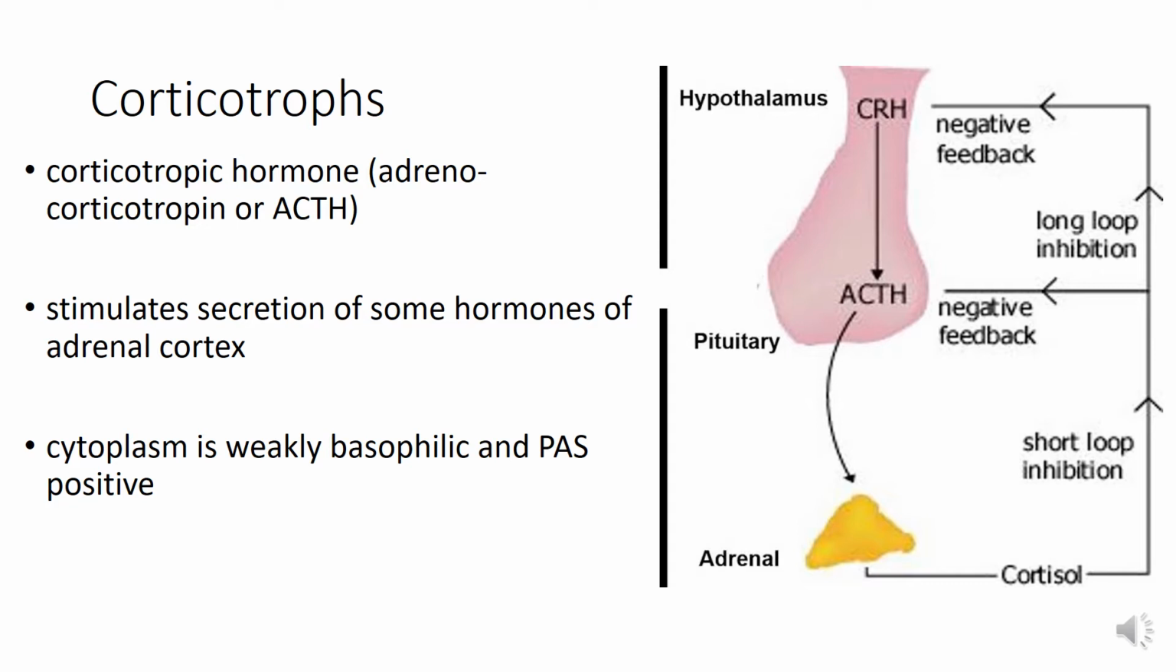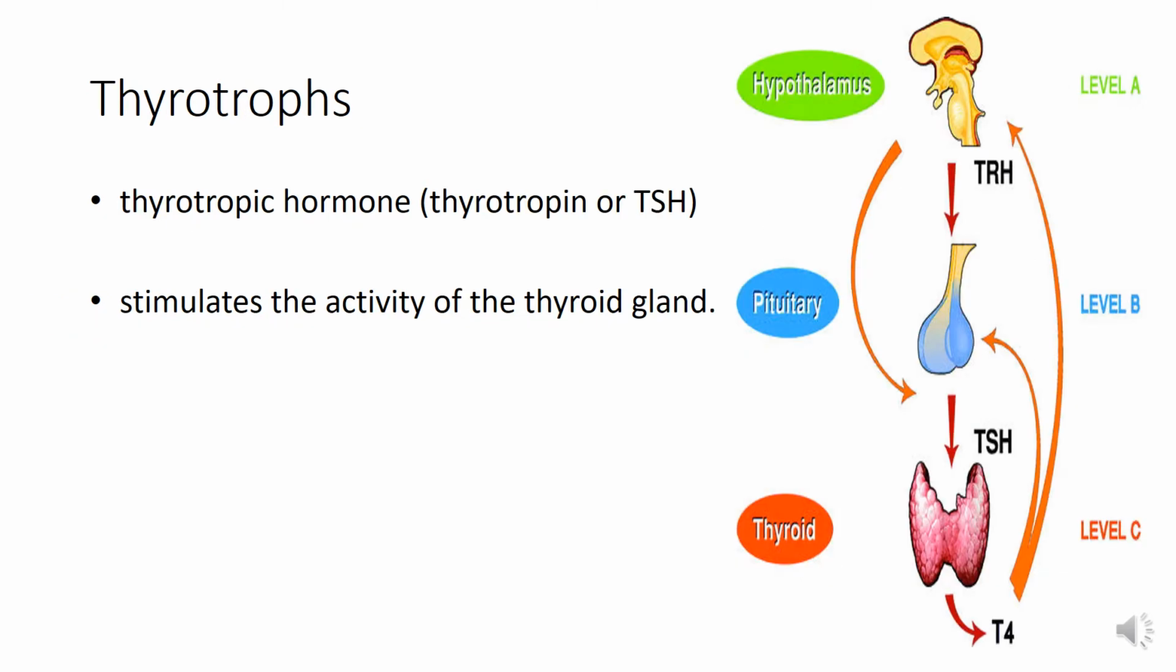Now, corticotropes release corticotropic hormone or adrenocorticotropin or ACTH. So what ACTH does is stimulate the secretion of hormones of adrenal cortex. The cytoplasm of corticotropes is weakly basophilic and PAS positive. So ACTH causes secretion of hormones from the adrenal cortex. Then you have thyrotropes. Thyrotropes cause release of thyrotropic hormone or thyrotropin or TSH, which stimulates the activity of thyroid gland. Okay. So thyrotropes release thyroid stimulating hormone.